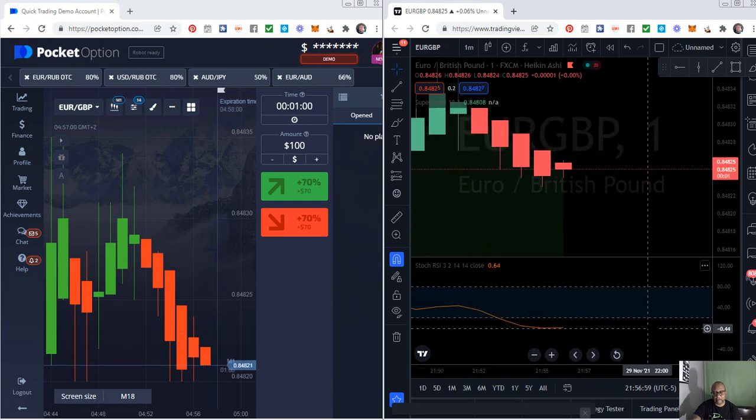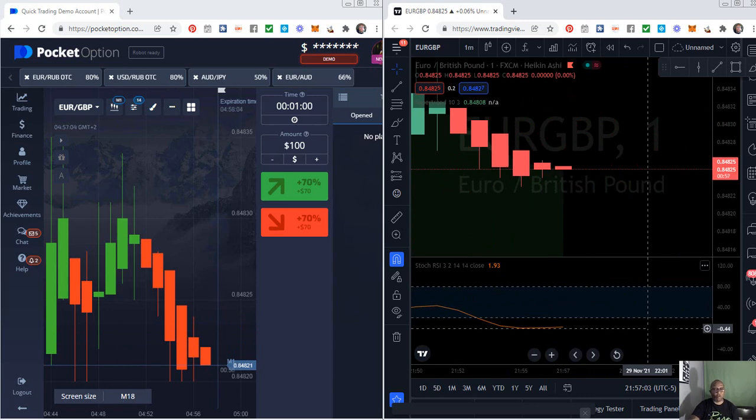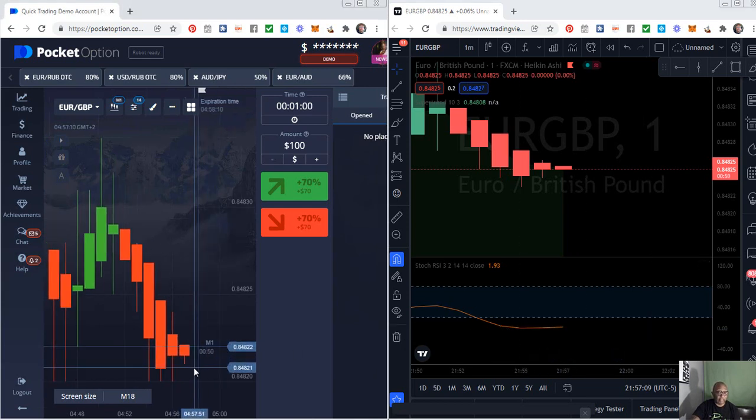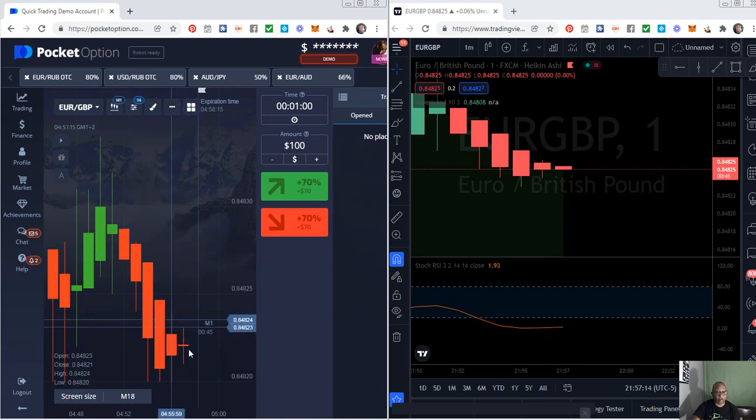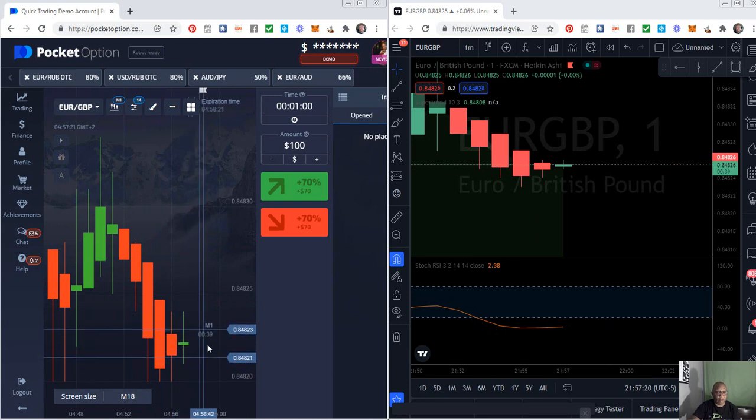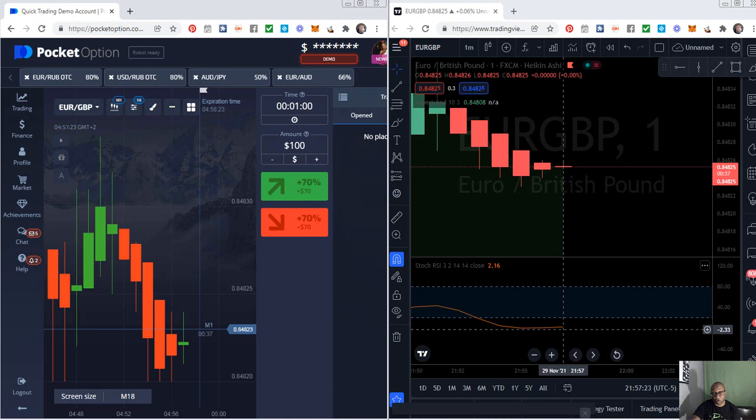But what you see here is it looks like it's leveling off here, so we can expect a break up very soon. Now, again, if you're reading the candles, this is coming down, so when you get a candle move like this here, there's a good chance that the next candle coming up will break up, which also means that this particular indicator, the stochastic RSI, will begin to break up.